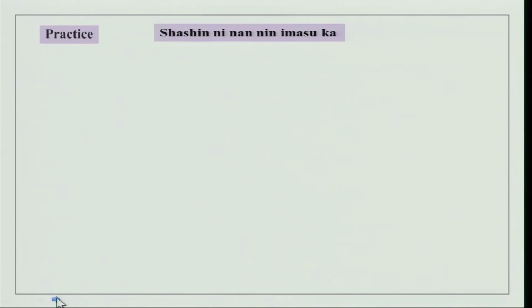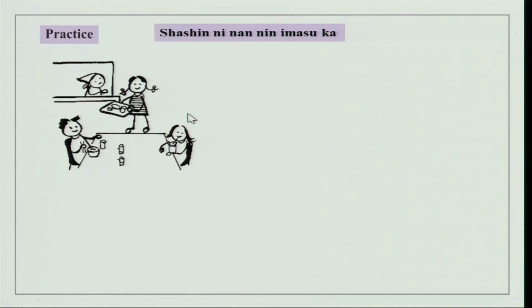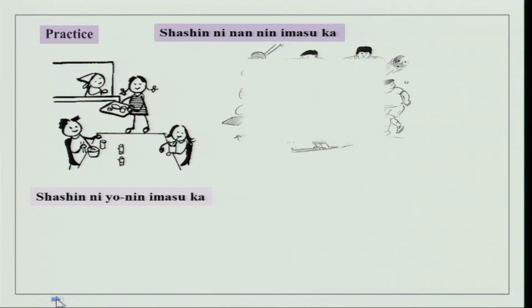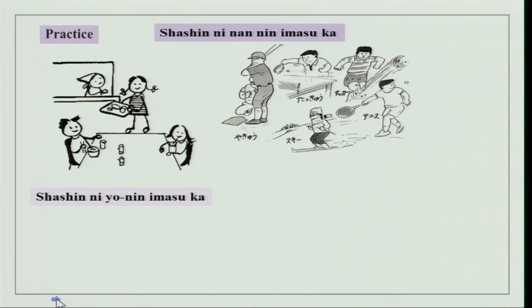You can practice more of this. Shashin ni nan nin imasu ka? So, we have a shashin for you. Nan nin imasu ka? Minasan, dozo. Let us see. Shashin ni yonin imasu. Once again, nan nin imasu ka? Or shashin ni gonin imasu ka? What is the answer? Do we have 5 people here? Hitori, futari, san nin, yonin, gonin, and there is one person hidden over here. So, we have 6 people, rokunin, and the question is, shashin ni gonin imasu ka? So, the answer is, iie, shashin ni gonin imasen, shashin ni rokunin imasu.